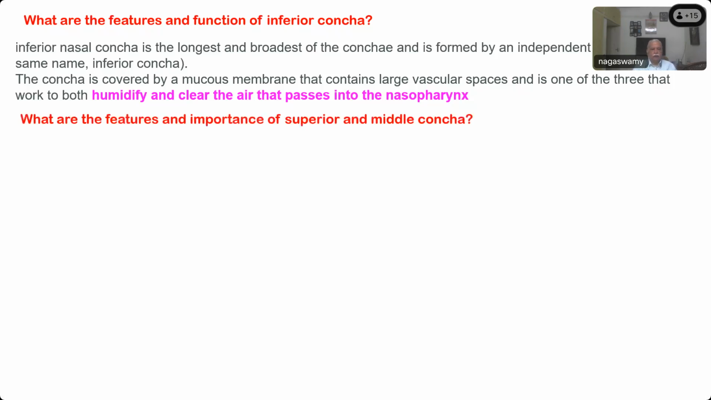What are the features and importance of the superior and middle concha? All of you know that there are three conchae: superior, middle, and inferior. The first thing we saw is the inferior concha, which is the broadest and longest. And there are the other two conchae, one superior and one middle. What is their role?